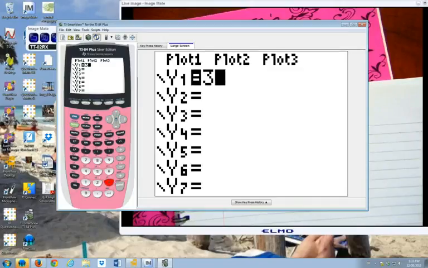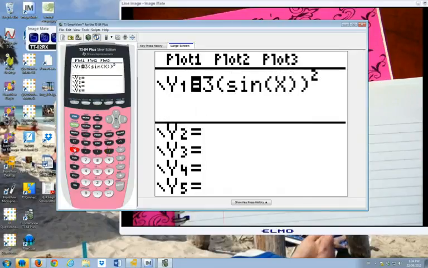I'm going to put the 3. I'm going to open a bracket. I'm going to put sine x. I'm going to close the bracket twice, which seems weird. And then I'm going to hit my squared. Probably this way, except you may not get the little squared. You may just get the notation for exponent.